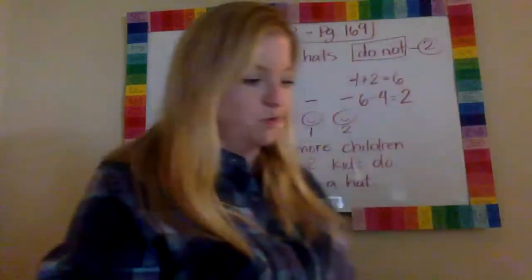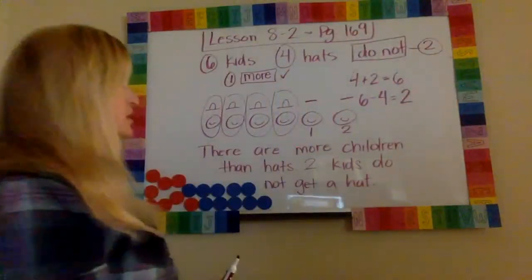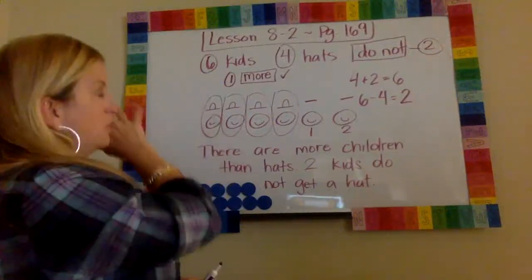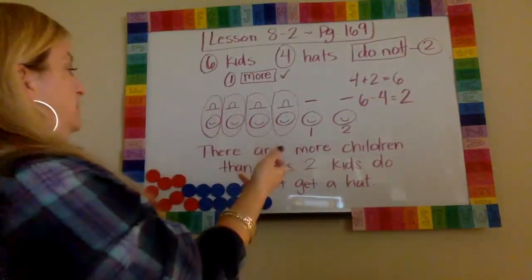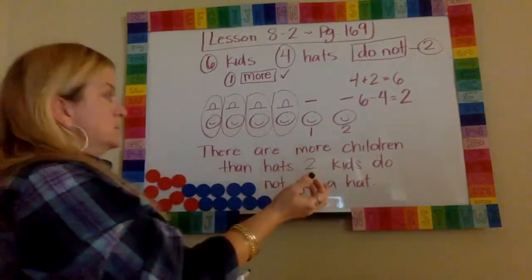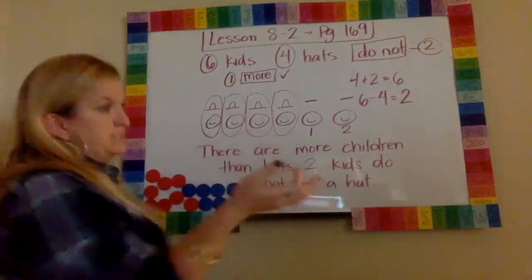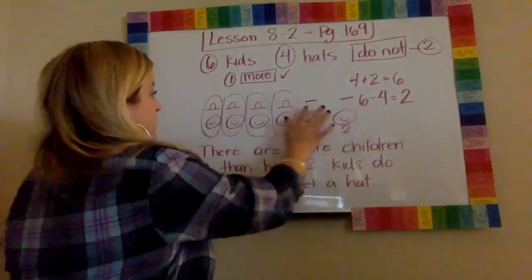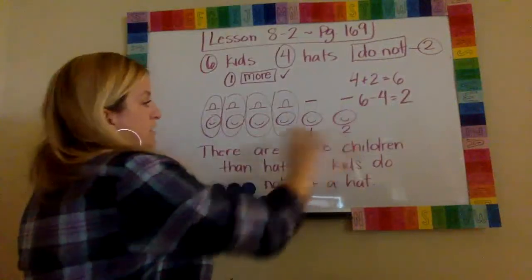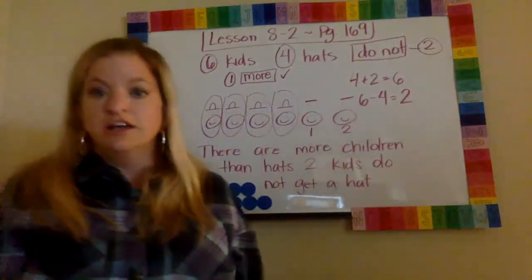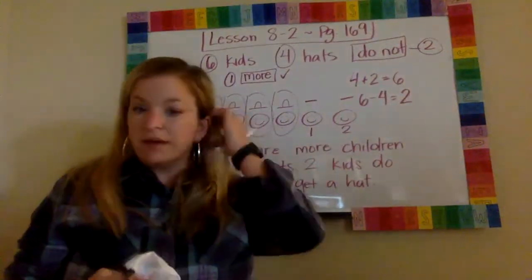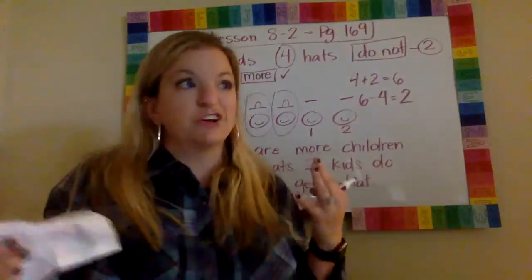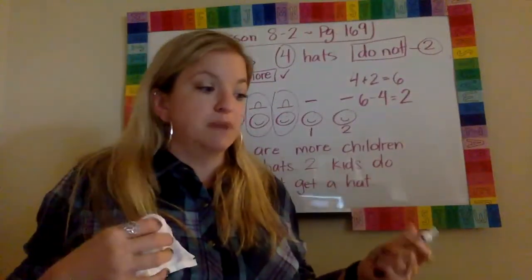Now at the top of page 171, it says connected. It says, how is your way like model it and how is it different? Well, mine was really similar to model it. I drew the picture and I figured out how many were missing. I counted those and that gave me my answer. If you didn't do that, if you did something independent, then you need to write what you did, how it was alike and how it was different from the model it.